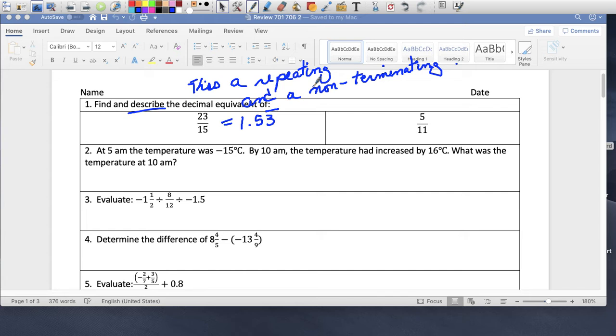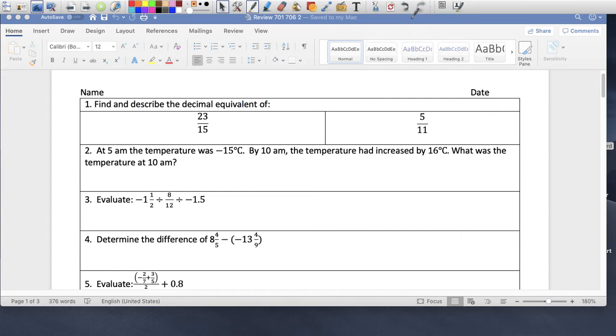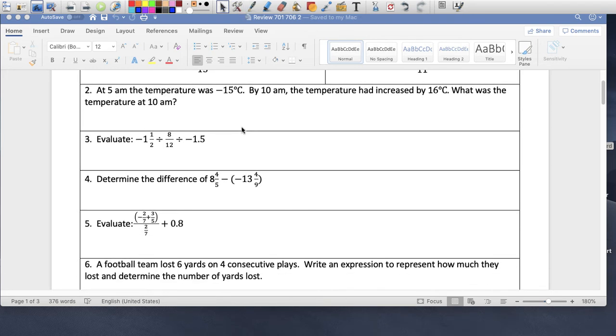5 divided by 11. This one, again, is a repeating decimal, and 0.4545. So the equivalent would be 0.45 with a bar because the number that's repeating is the 45 over and over again. Okay, again, it's a repeating, non-terminating decimal.